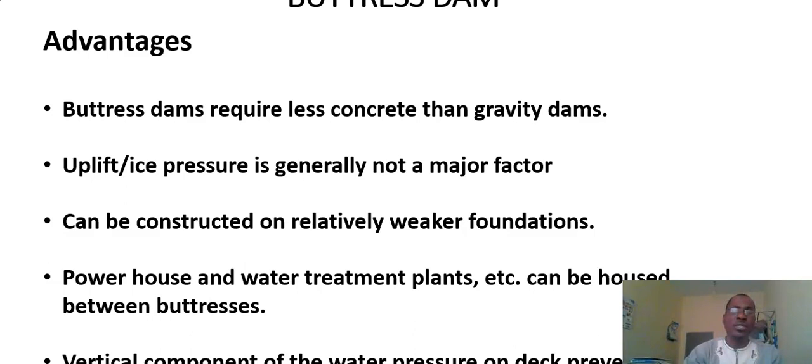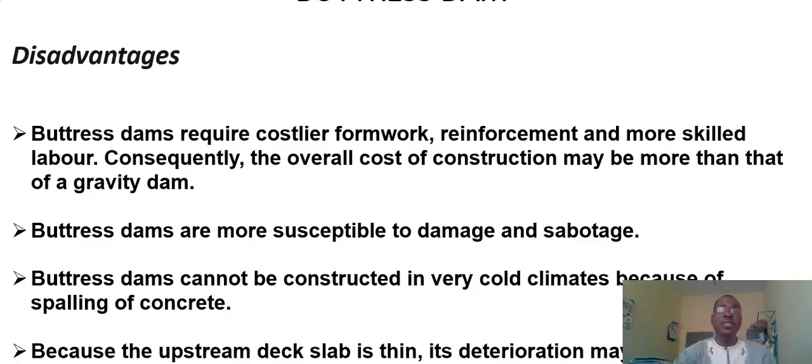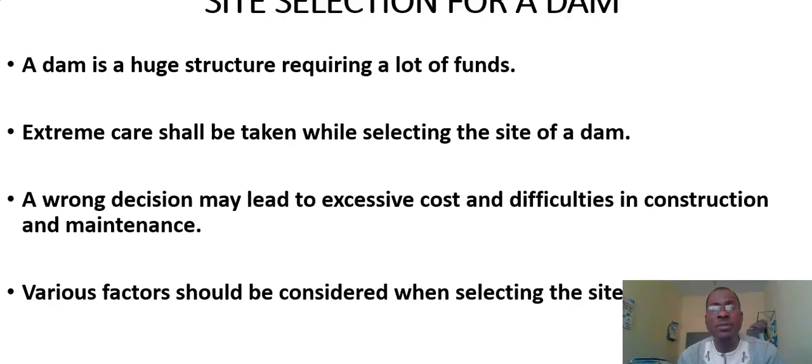It can be designed to accommodate moderate movement of the foundation without serious damage. The disadvantages: buttress dams require costlier formwork, reinforcement, and higher skill level. Consequently, the overall cost of construction will be more than that of a gravity dam. Buttress dams are more susceptible to damage and sabotage. They cannot be constructed in very cold climates because of the upstream deck slab, whose deterioration is a concern. A dam is a huge structural requirement.